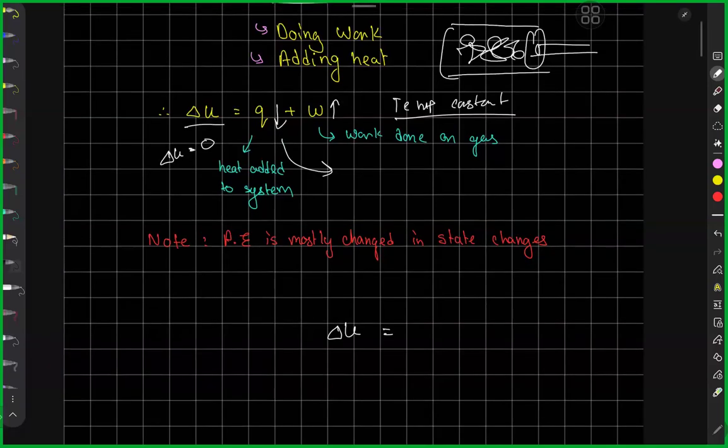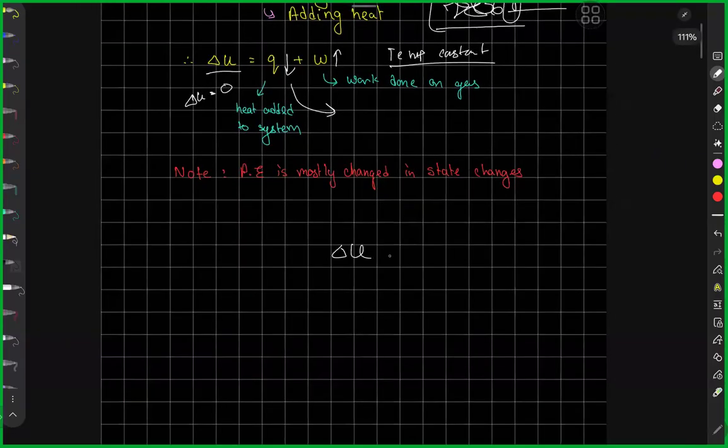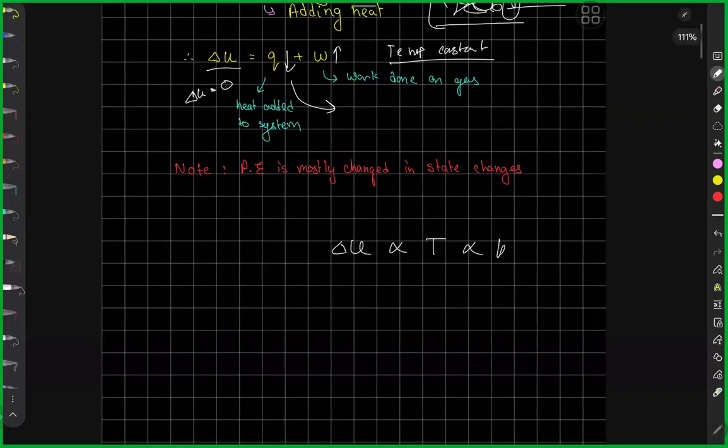So the indication is that del U is proportional to temperature. If temperature doesn't change, internal energy will never change. Keep that in mind. Why? Temperature is related to kinetic energy.